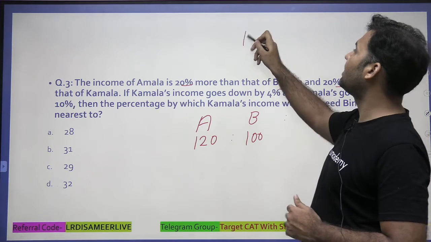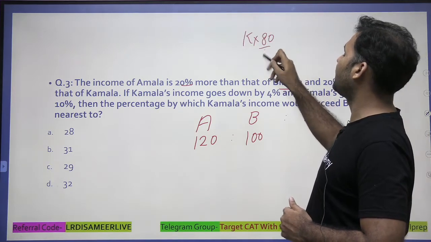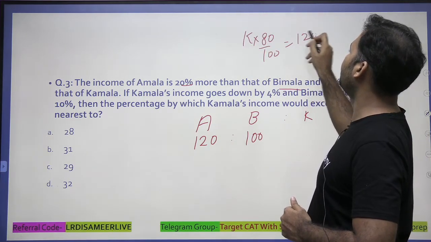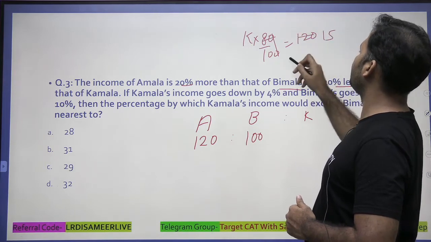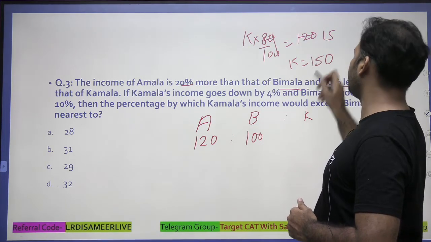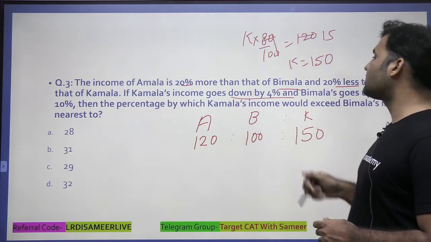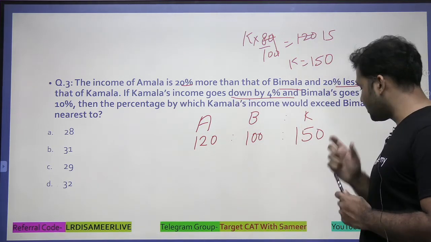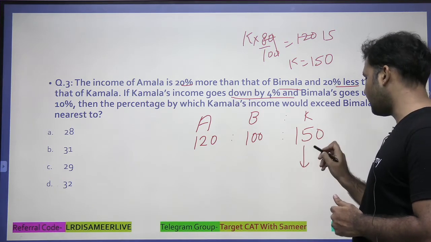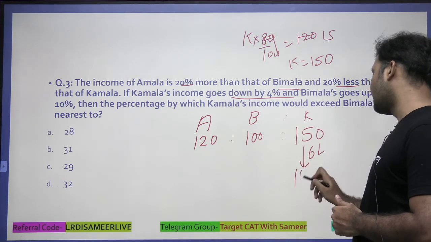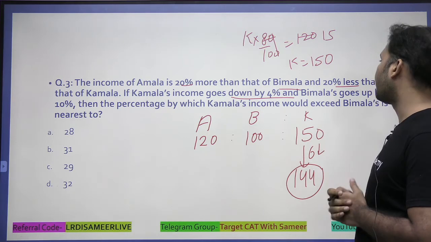That means whatever is the income of Kamala, 80% of that income is equal to Amala's income. You see that this cancels out, and it is 15. So Kamala's income would be 150. Can I say Kamala's income would be 150? Now Kamala's income goes down by 4%. If I decrease this value by 4%, 4% of 150 is 6. So decrease it by 6. The new income of Kamala will be 144.